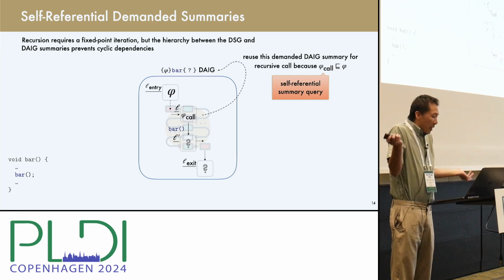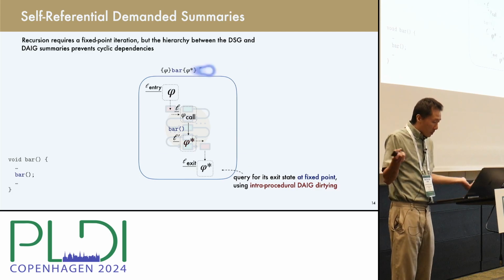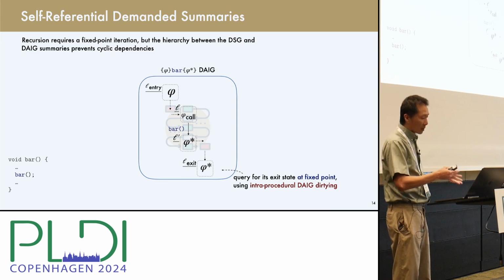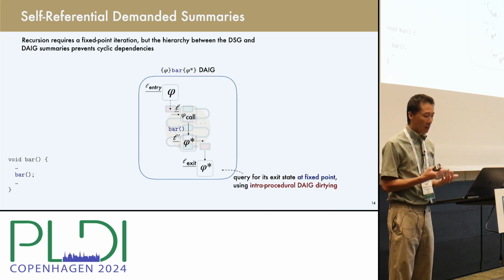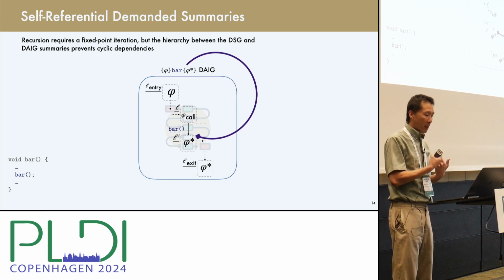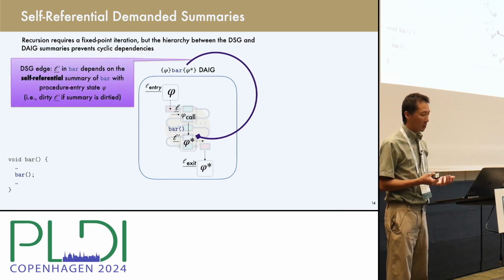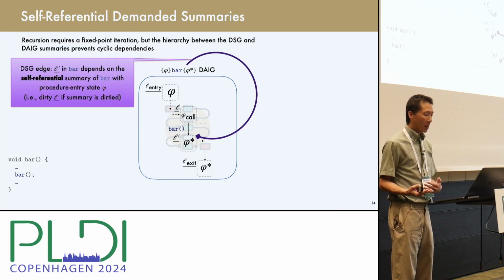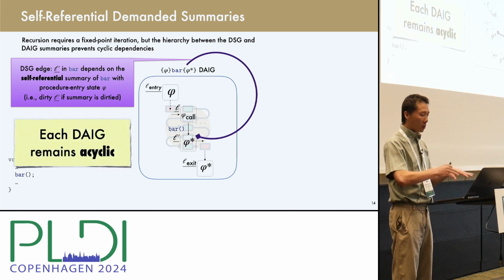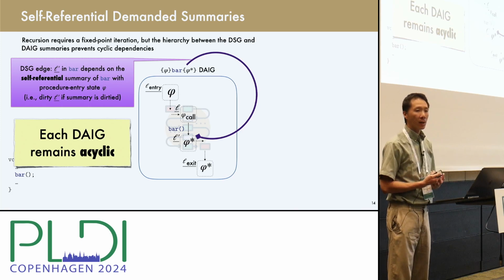Now, doing essentially the same thing as before, we want to query at its exit state, but we want to specifically say query for its exit state at fixed point. And that might need to use this interprocedural DAG dirtying to do this iteration. But after that's done, then it's really the same. There's now a dependency at the return site to itself, but it really is the same picture. A DSG edge, L prime in bar, depends on the self-referential summary of bar with a procedure entry state phi. But importantly, each of the underlying DAGs remains acyclic, and so the dirtying and querying algorithm remain okay.